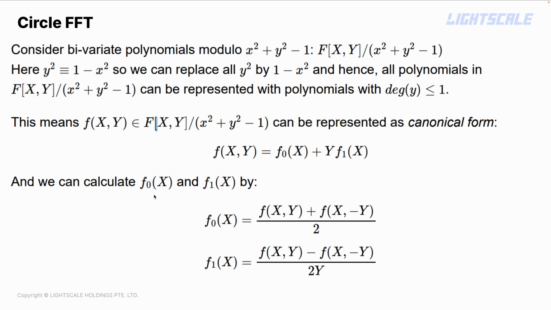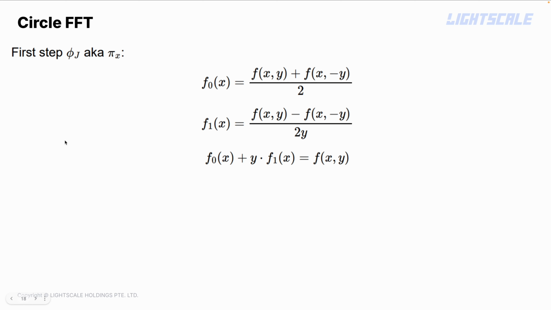Like in general FFT, we call it odd and even terms, right? And here we can find f0(x) at minus x like this. Since we're familiar, we'll just go over. So in the first step, this is like inverse mapping. Also, it's called X projection. So we can calculate f0(x) function like this, f1(x) function like this.